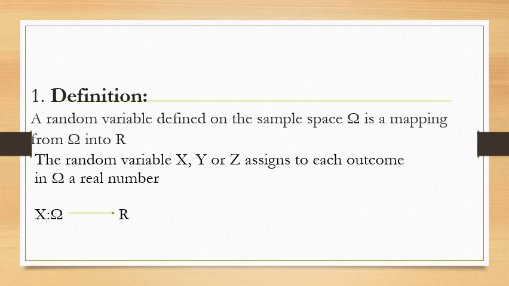Definition. A random variable defined on the sample space omega is a mapping from omega into R. The random variable x, y, or z assigns to each outcome in omega a real number, x: omega into R. This means x, the random variable, takes possible values as real numbers. Each real number represents an outcome in omega.